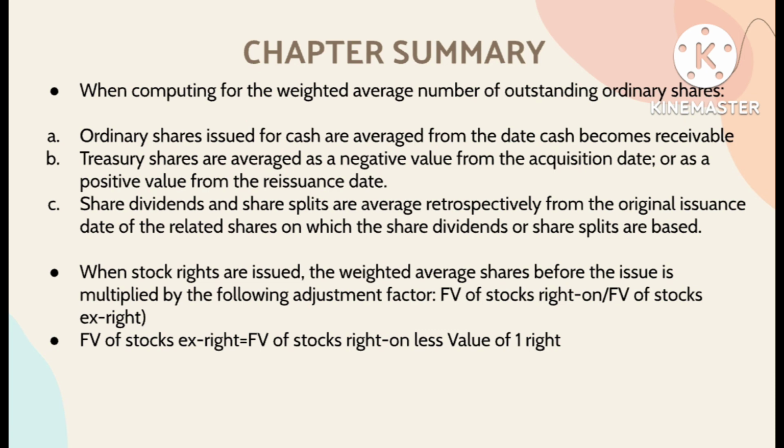When stock rights are issued, the weighted average shares before the issue is multiplied by the following adjustment factor: fair value before the exercise of stock rights over fair value after the exercise of stock rights. Fair value after the exercise of stock rights equals fair value before the exercise of stock rights less the value of one right.